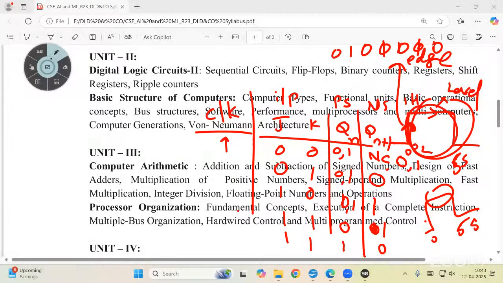During the clock pulse, the inputs are 1, 1. So that is the main drawback of the JK flip-flop. That condition is called race around condition.